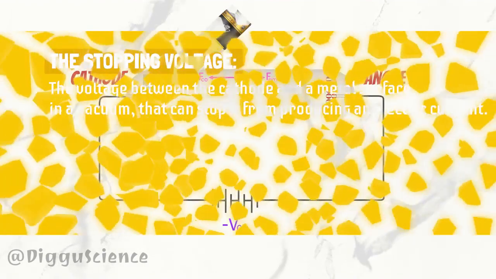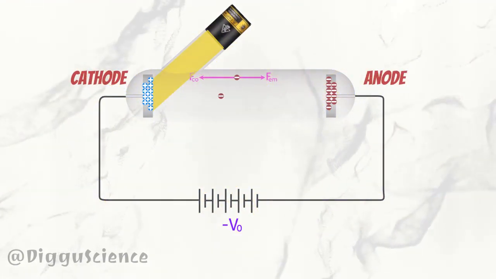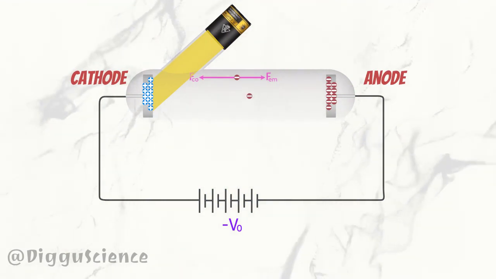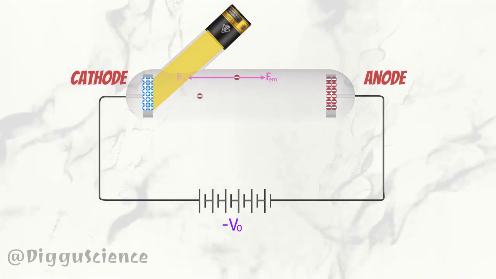In simple terms, stopping voltage is the voltage between the cathode and a metal surface, in a vacuum, that can stop it from producing an electric current. What is emphasized here is that it does not produce electric current. So, it is possible that photoelectrons are still formed, but the photoelectrons are not able to reach the other end of the plate. If the negative voltage value is increased further, the photoelectrons will stop more quickly, or photoelectrons may not be formed.